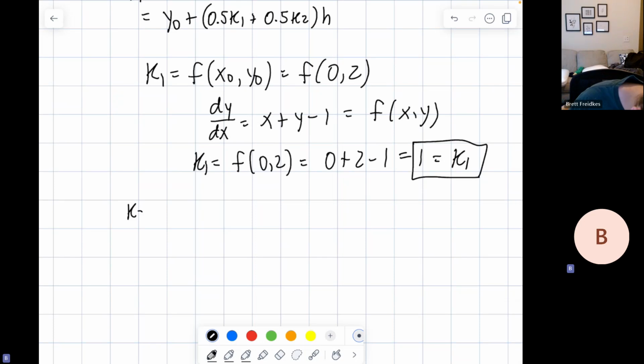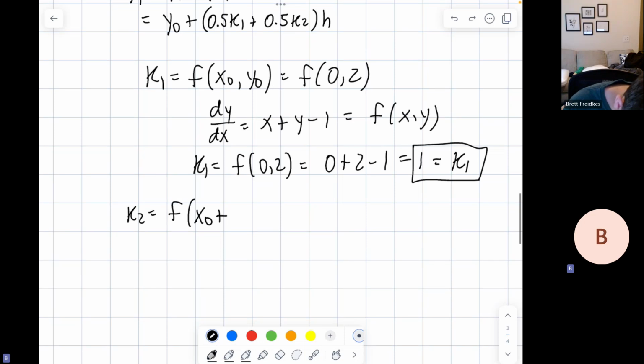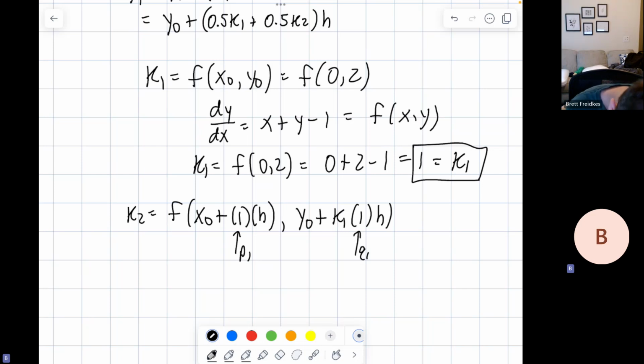Now, k2 is the function, the derivative at x naught plus a multiple of h. So in this problem, we ended up getting that P1 and Q11 were both 1. That's what ends up happening with Heun. This would be 1 times h, because this is P1. This would be y naught plus k1 times Q11, which is also 1. Remember, that changes depending on which method you're using, but for Heun's, that's what we end up getting.